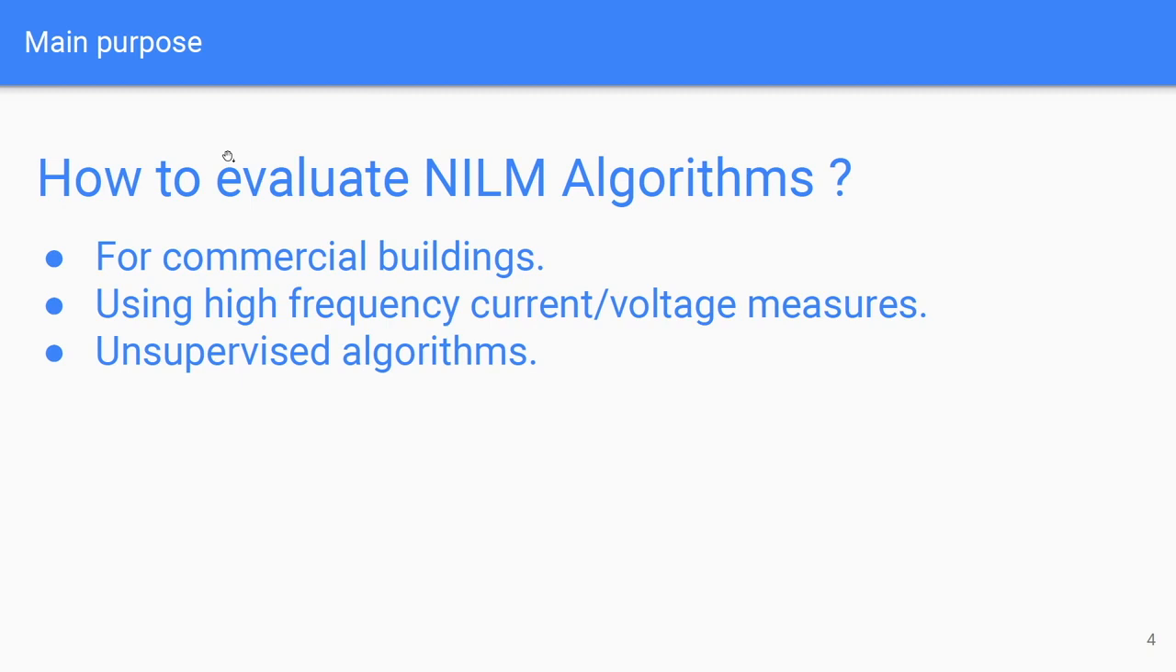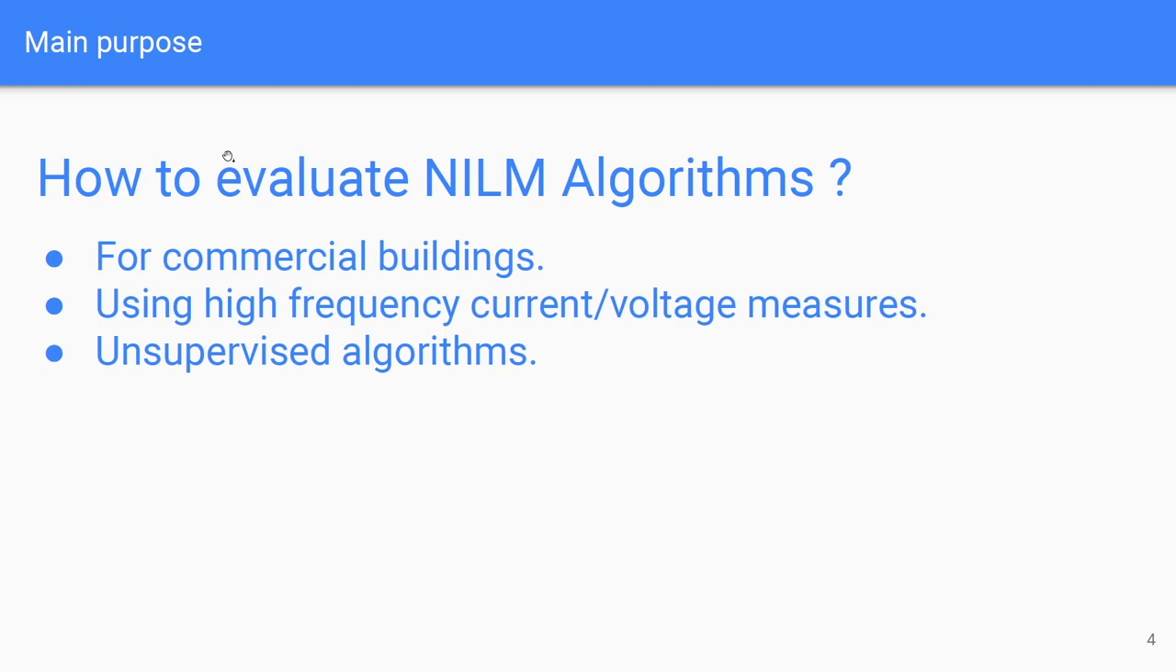The first one is, who of you is using high frequency current and voltage data in the audience? Okay, 15 people around. And who of you is working on commercial buildings? Okay. And how many of you are working both on commercial buildings and high frequency data? Okay, nice. Five or six people.